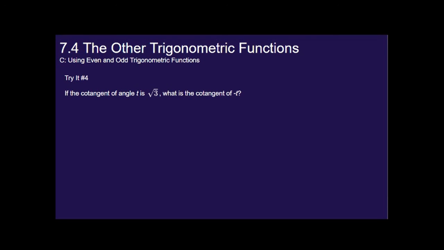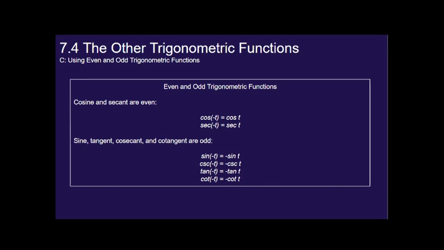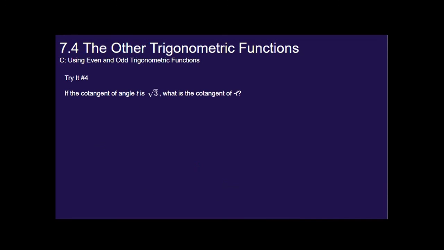Try it number 4. If the cotangent of angle t is square root of 3, what is the cotangent of negative t? So real quick, I'm going to go back a few slides. Here we go. So we're dealing with cotangent. Cotangent is an odd function, okay? So cotangent of negative t is equal to the negative cotangent of t. So let me come back here, and I'm going to go ahead and write that here. Cotangent of negative t is equal to negative cotangent of t.